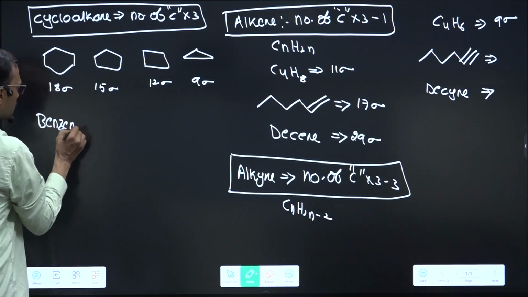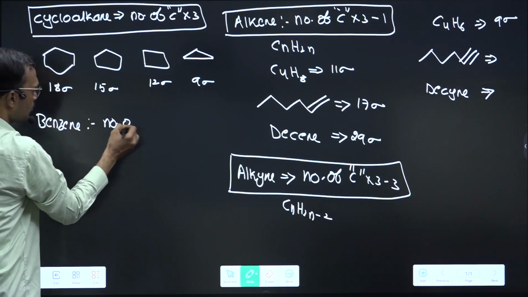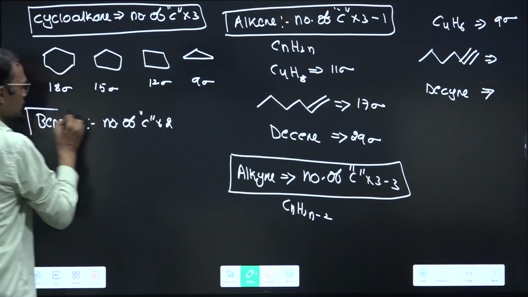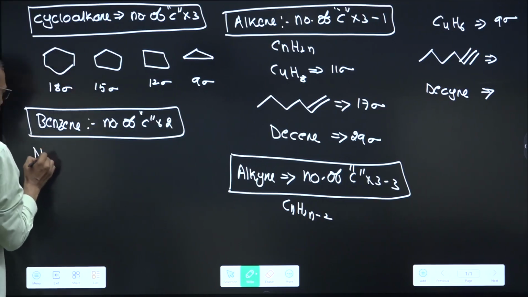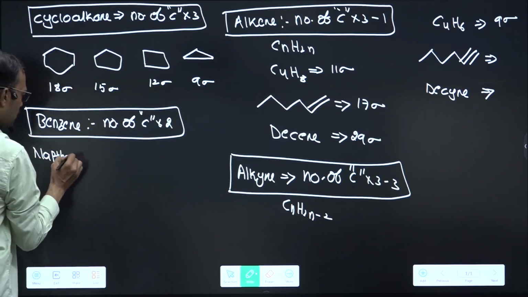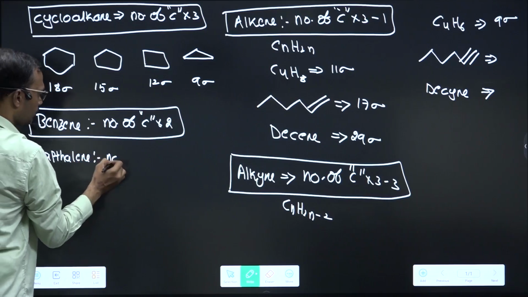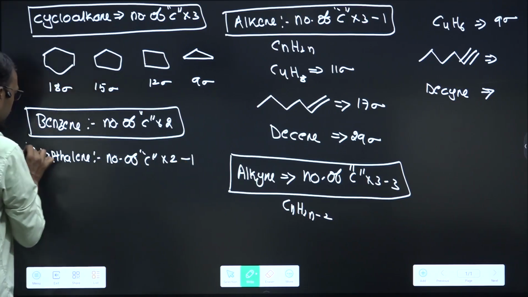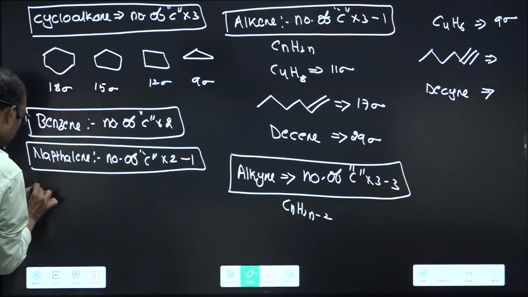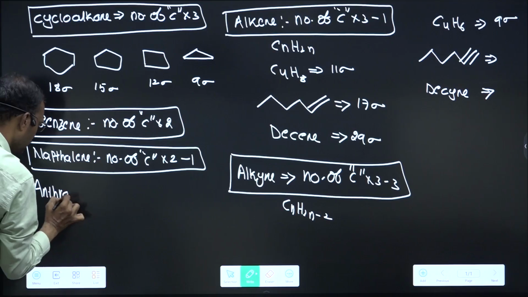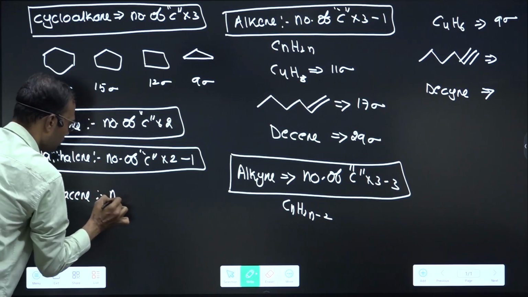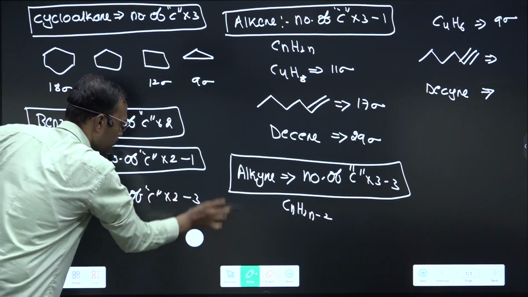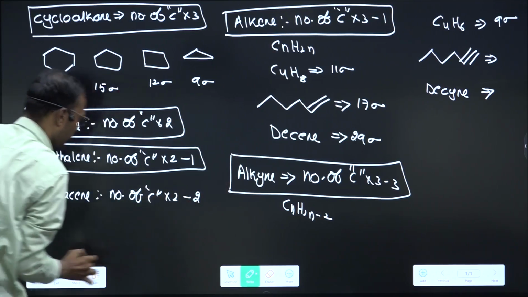Suppose if any benzene is given, number of carbons multiply with 2. This is benzene. Naphthalene, number of carbons multiply with 2 minus 1. This is naphthalene. Anthracene, here also it remains the same, number of carbons multiply with 2 minus 2. Here only fusings we need to apply.